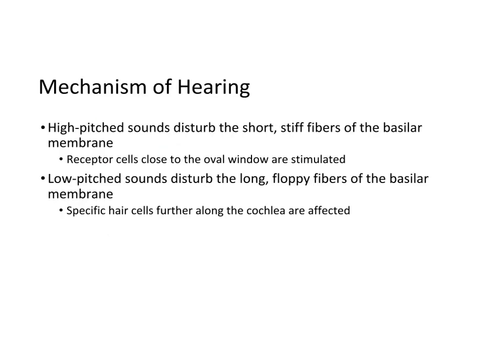Hair cells are able to pick up different frequencies. So high-pitched sounds disturb the short, stiff fibers of the basilar membrane. And so those are receptor cells close to the oval window. And then low-pitched sounds disturb the long, floppy fibers of the basilar membrane. And so you've got hair cells for each of the different sound frequencies that you can hear.